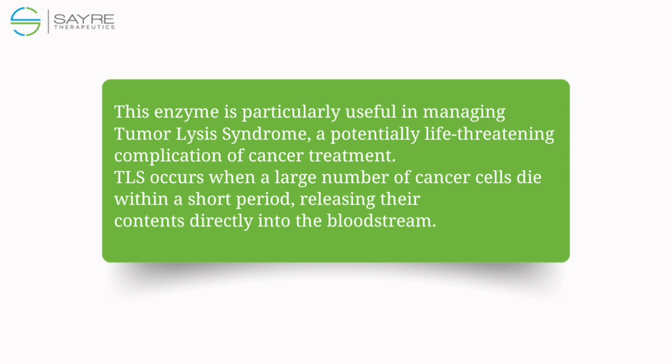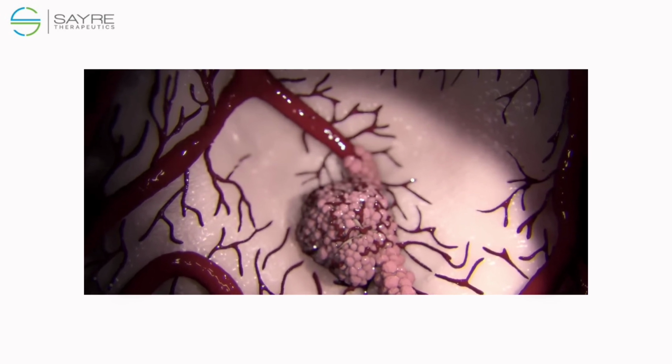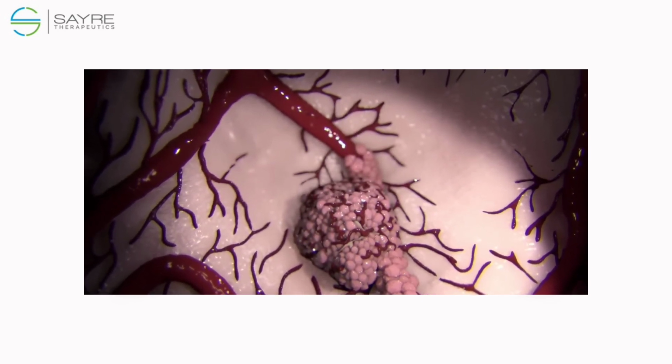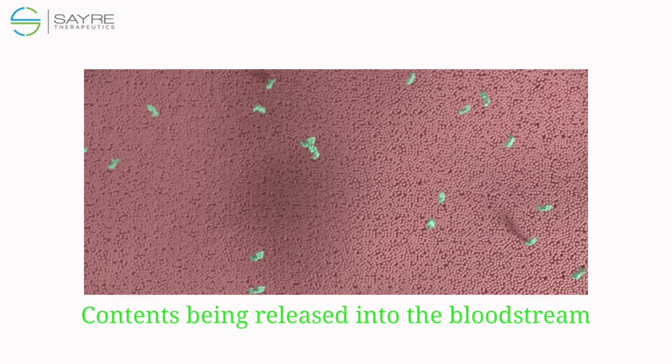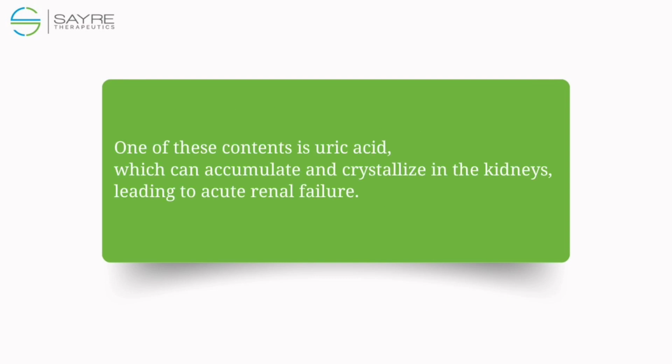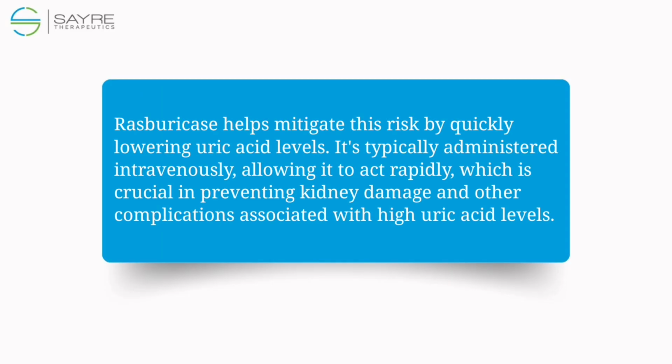This enzyme is particularly useful in managing tumor lysis syndrome, a potentially life-threatening complication of cancer treatment. TLS occurs when a large number of cancer cells die within a short period, releasing their contents directly into the bloodstream. One of these contents is uric acid, which can accumulate and crystallize in the kidneys, leading to acute renal failure. Rasburicase helps mitigate this risk by quickly lowering uric acid levels.